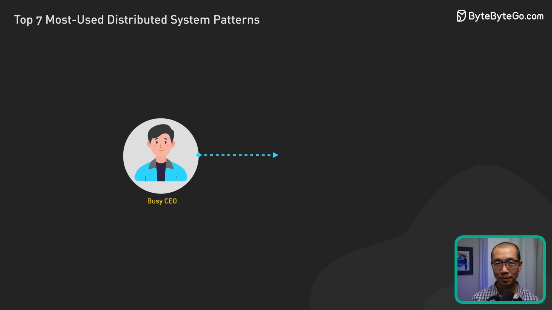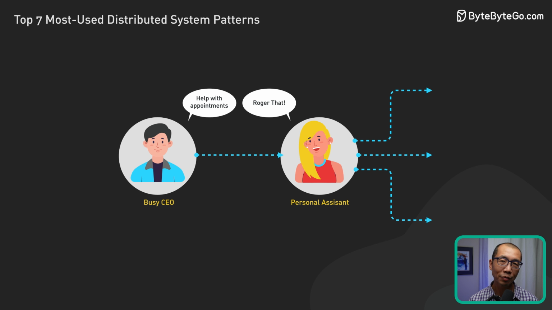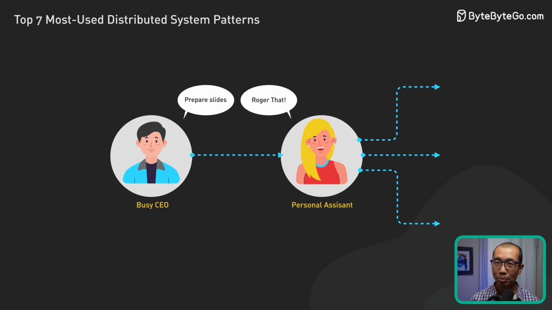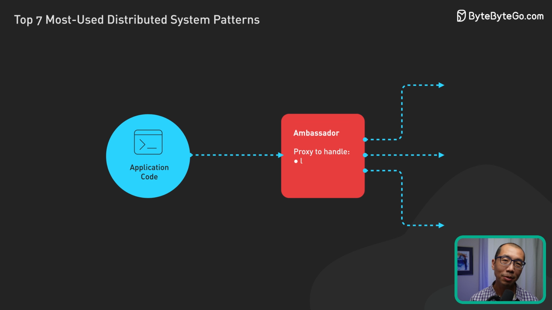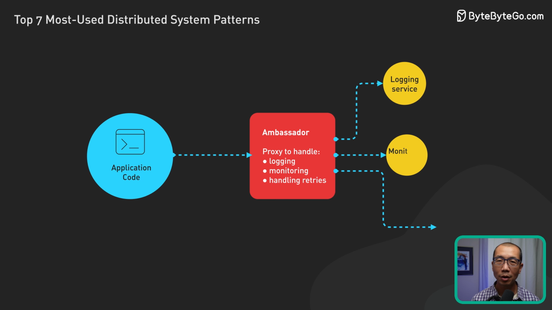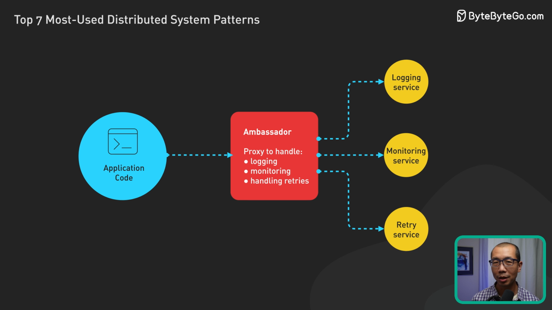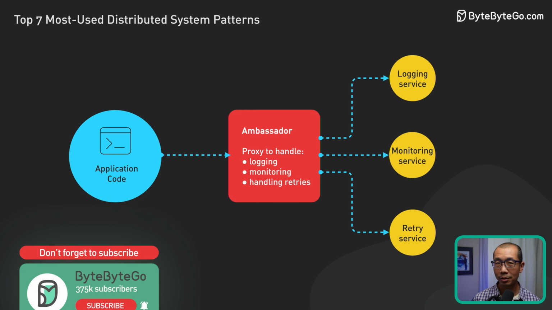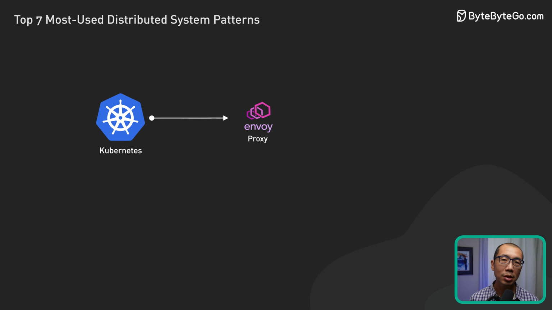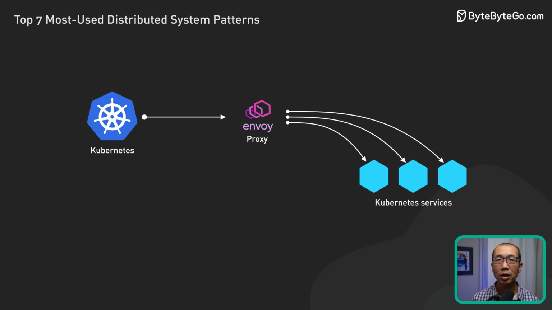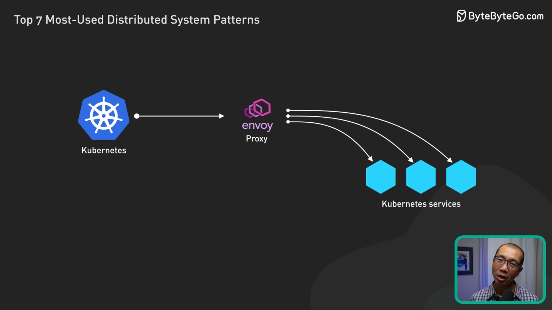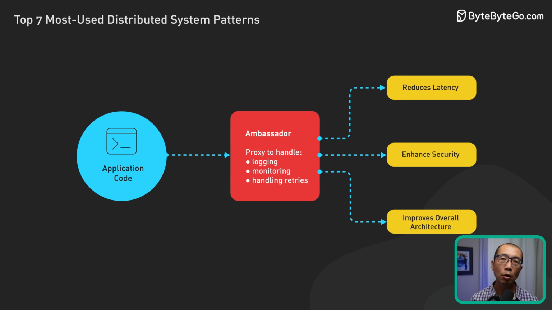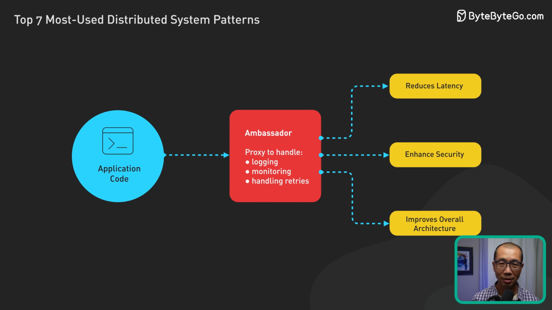First is ambassador. Picture yourself as a busy CEO with a personal assistant who handles all your appointments and communication. That's precisely what the ambassador pattern does for our application. It acts as a go-between for our app and the services it communicates with, offloading tasks like logging, monitoring, or handling retries. For instance, Kubernetes uses Envoy as an ambassador to simplify communication between services. The ambassador pattern can help reduce latency, enhance security, and improve the overall architecture of your distributed systems.